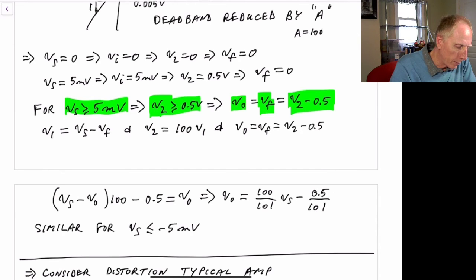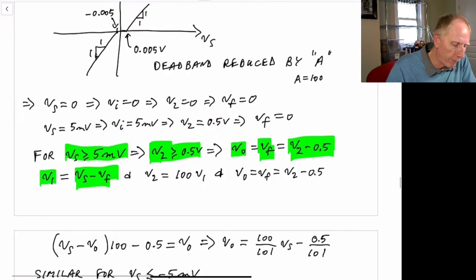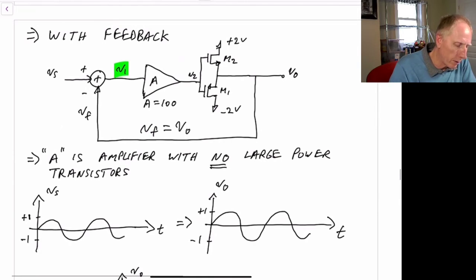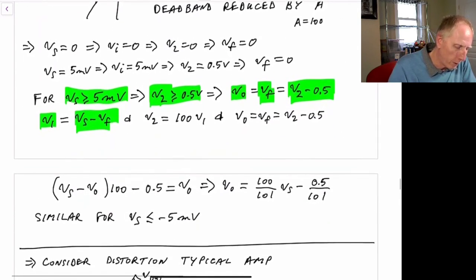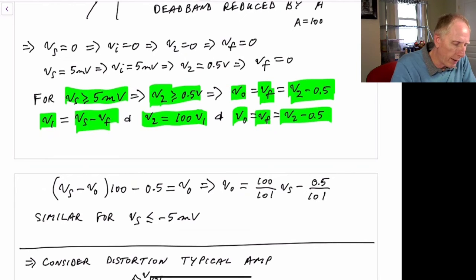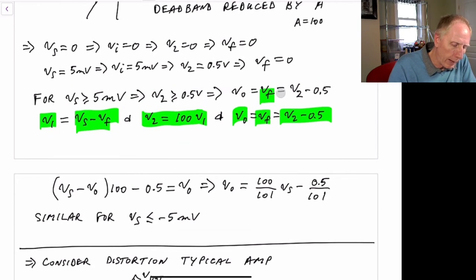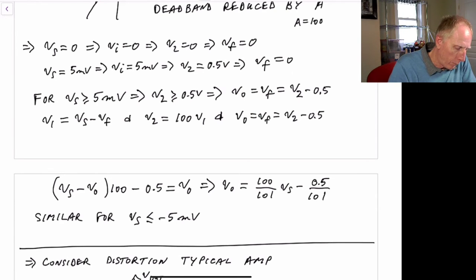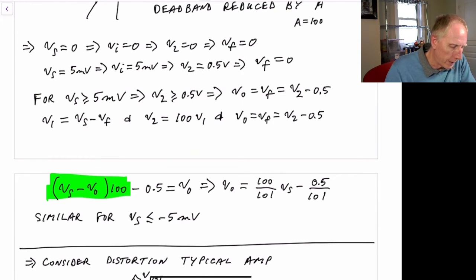So we can write down some equations. We can say that V1 is Vs minus Vf, V1 being the voltage right at this node. V2 will be 100 times V1. And Vout, we just gave it above, is equal to Vf, which is V2 minus 0.5. So now we have these equations when Vs is greater than 5 millivolts. We can combine those equations, and we can write down then that (Vs minus Vout) times 100 minus 0.5 has to equal Vout.